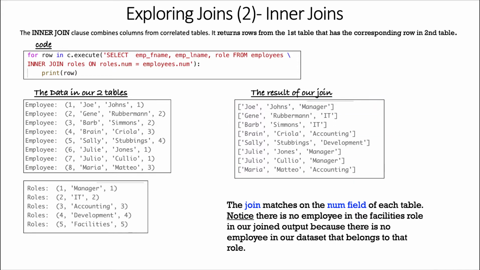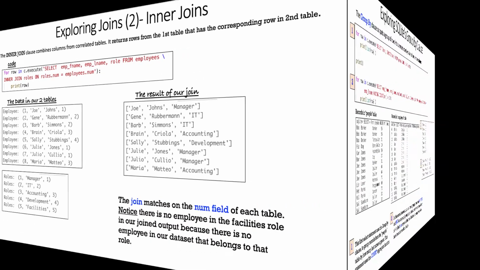Notice there is no employee in the facilities role in our joined output, because there is no employee in our data set in the employees table that belongs to the facilities role. So it's only bringing back things that it's able to correlate on that num field, and that num field happens to equal the role for the employee. So that's how the inner join works.